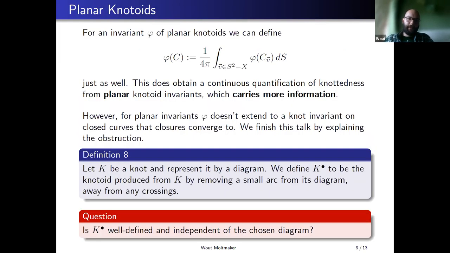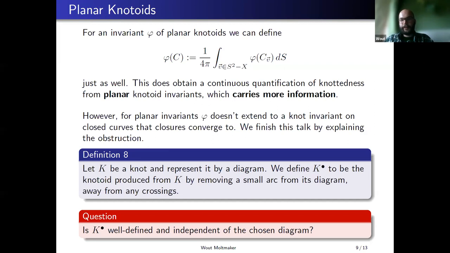So for an invariant of planar knotoids, we can still define the same integral just as well. So I just rewrote it up there. And it does give you a continuous quantification of knottedness. It will be continuous under the deformation of the open curve. And it's also going to carry more information, right? Because there are more planar knotoids than spherical ones. There's a canonical surjection given by the one-point compactification.